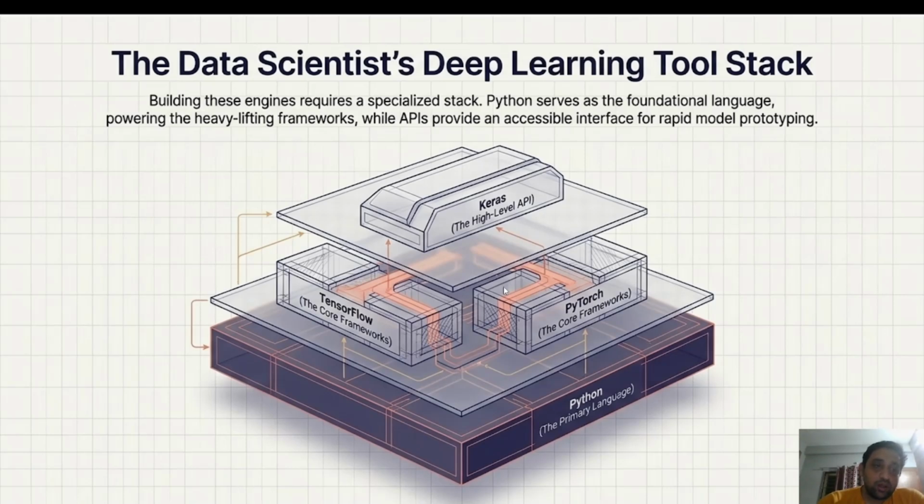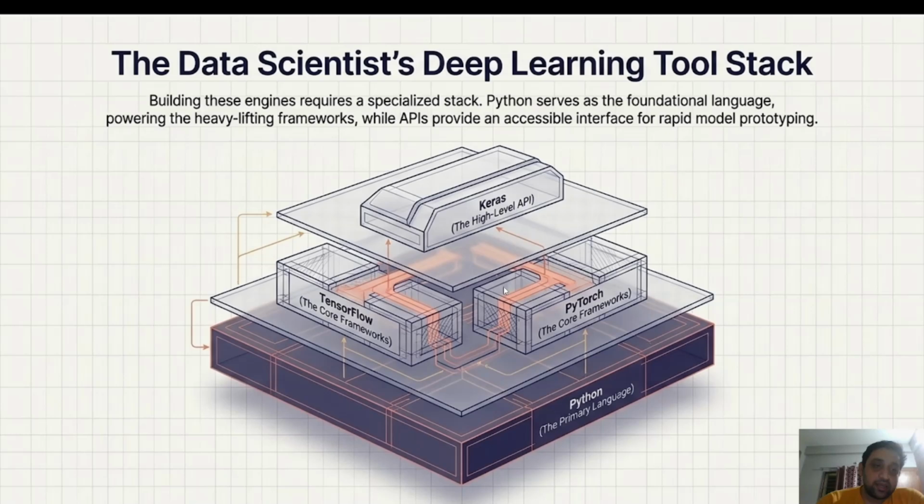TensorFlow, built by Google, is production proven, scales to massive deployments, and is widely used in industry. Google Search, YouTube, and Gmail all run on TensorFlow trained models. PyTorch, built by Meta, formerly Facebook, is the researcher's favorite. Flexible, intuitive, and incredibly good for experimentation. Most cutting edge AI research papers release code in PyTorch. Both are excellent. Many data scientists learn both.